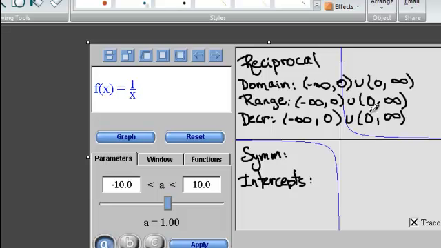Symmetry, it's the same in quadrants 1 and 3. It is a flip-flop, so we would say this has odd symmetry or origin symmetry. Either one of those two answers is correct. Intercepts, it doesn't look like it ever crosses either the x or the y, so I'm just going to write none here.